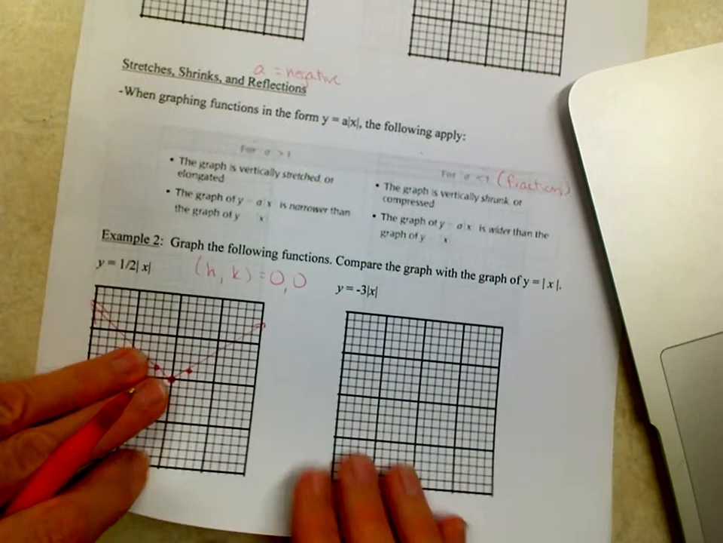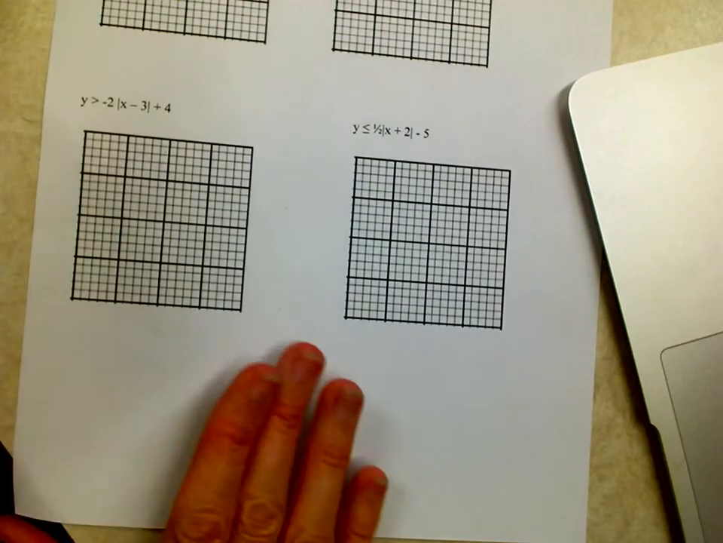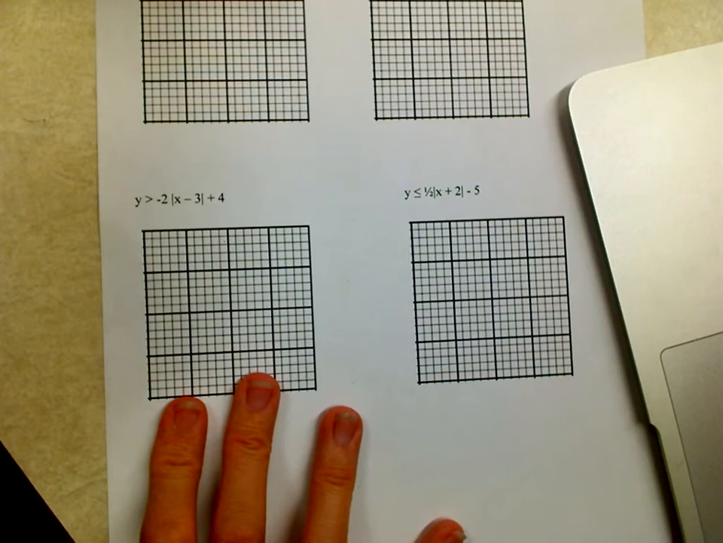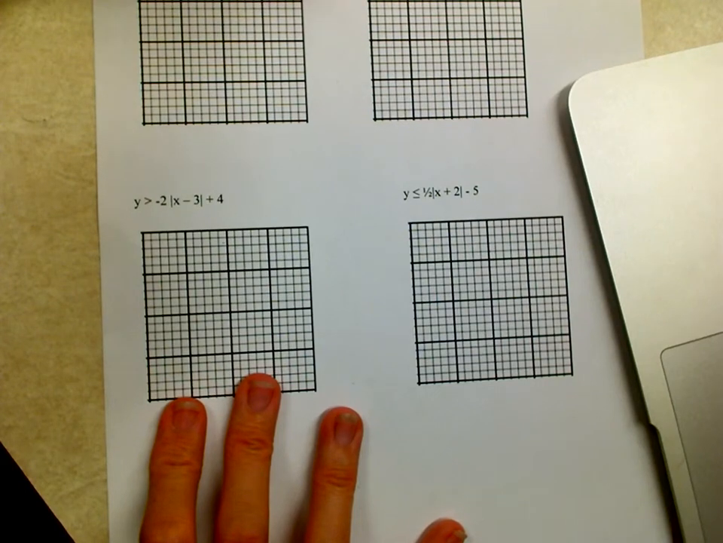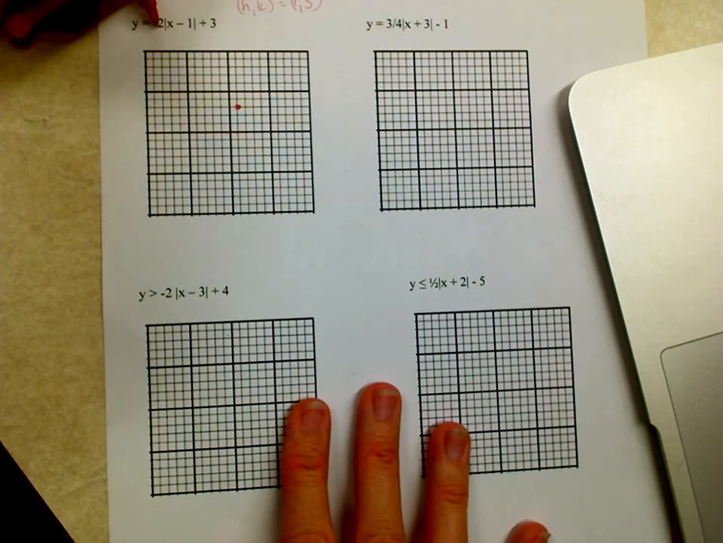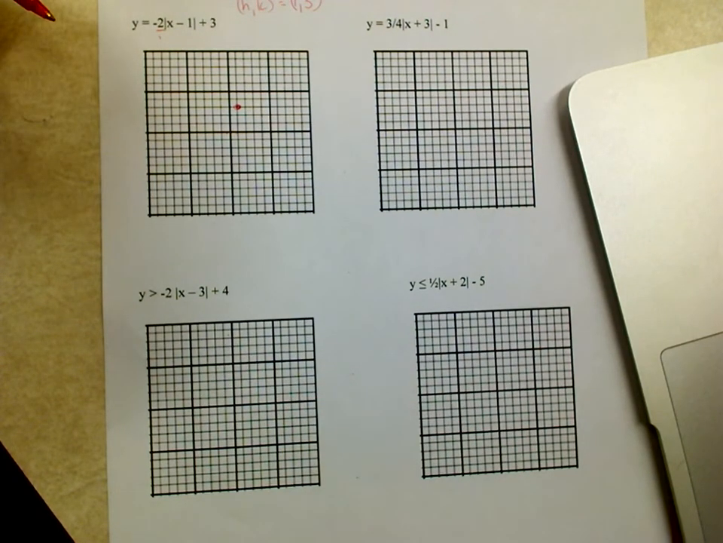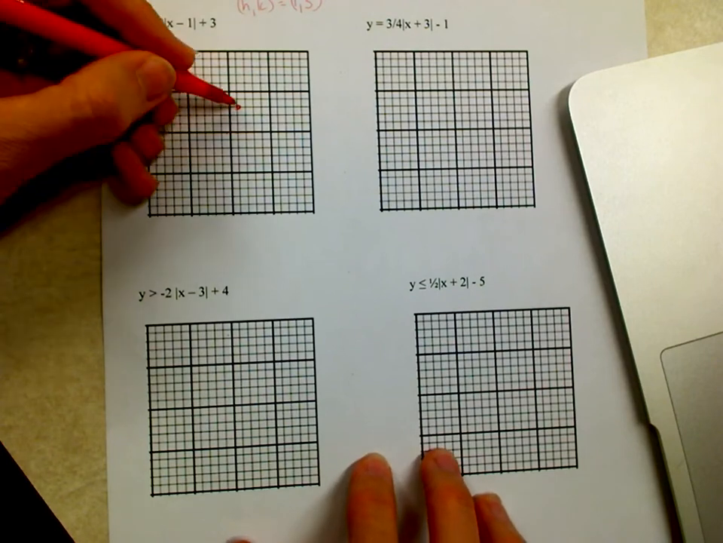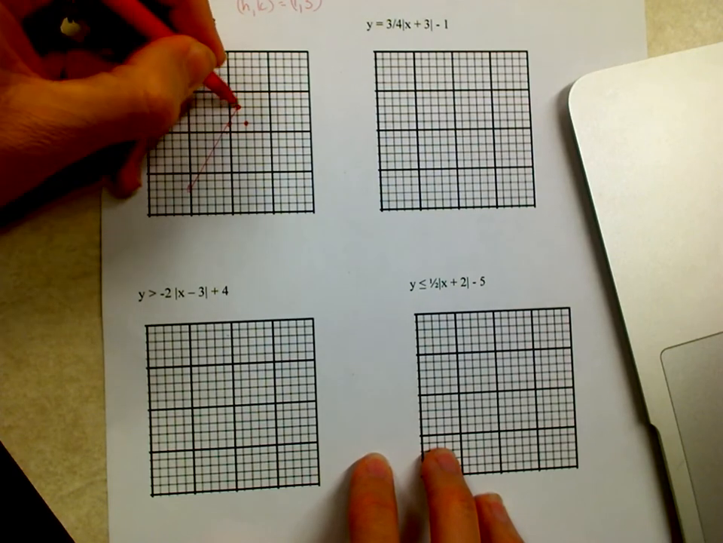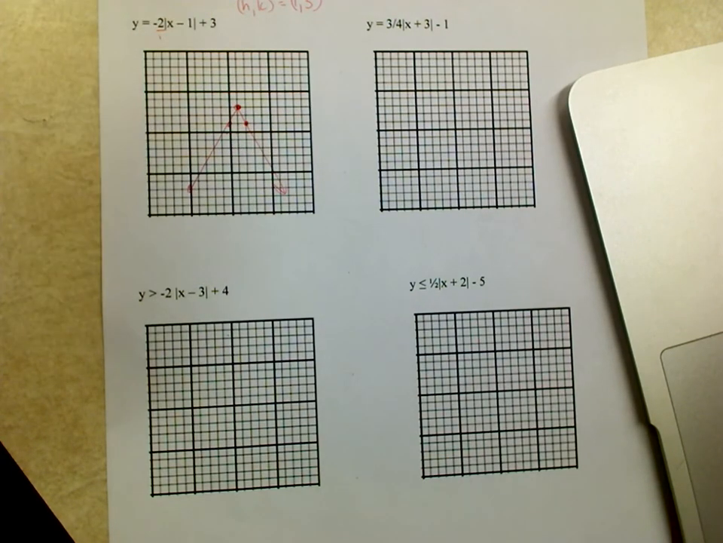Moving on to the next page, just another example. We look at this first example here. Again, establish and figure out where your vertex is going to be. In this case, h and k will be at 1 and 3. So from the origin, I'm going to go right 1 and up 3. This function has an a value of -2. You may want to think about that as -2/1 since we're working with slope, which tells you to go down 2 and over 1 in both directions. And there is your graph.